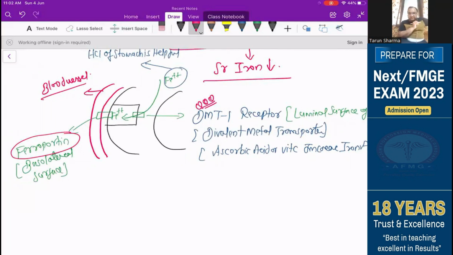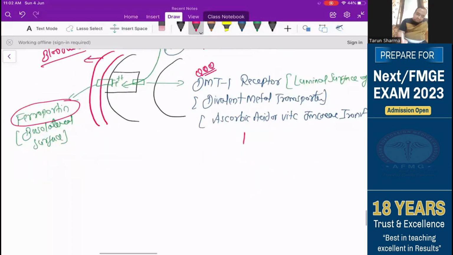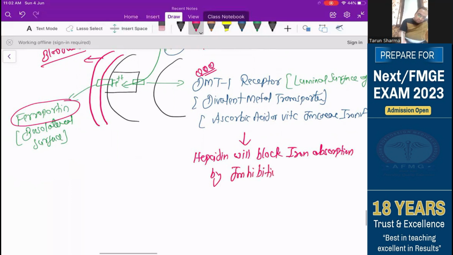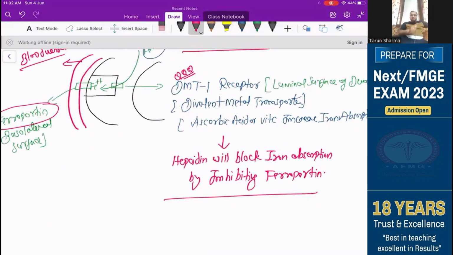Okay, that is present on which surface? The basolateral surface. Why are we talking about these two important receptors? Because hepcidin has to act on one of these receptors. On which receptor will hepcidin act and block the iron absorption? That is the question. So remember, hepcidin will block iron absorption by inhibiting ferroportin. So please remember, it is not DMT1 which is blocked by hepcidin. It is actually ferroportin which is blocked by hepcidin.